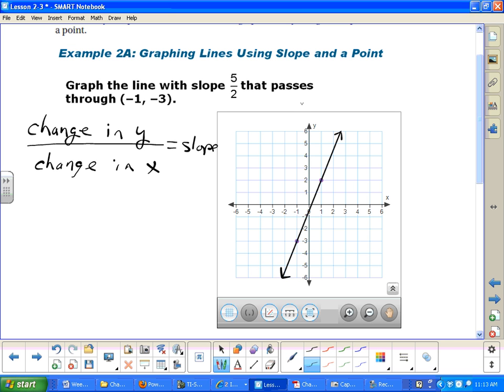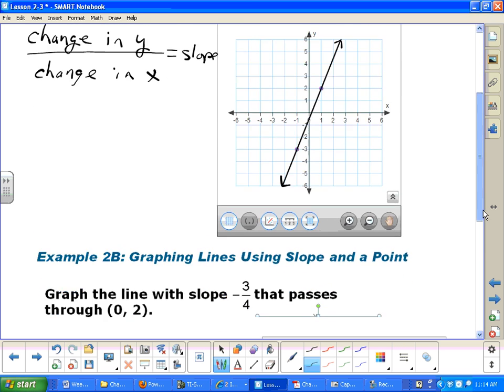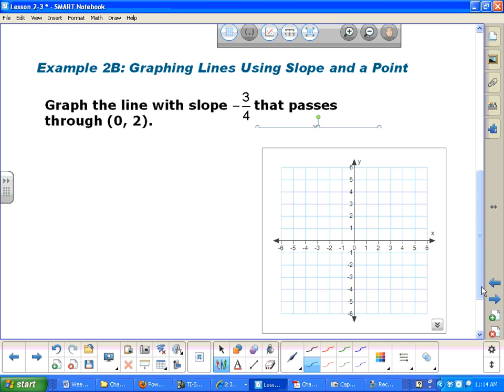The line does not stop, so you must put arrows. If you do not put arrows, you will not get full credit. Okay, you got that, Nolan? Okay, good. All right.